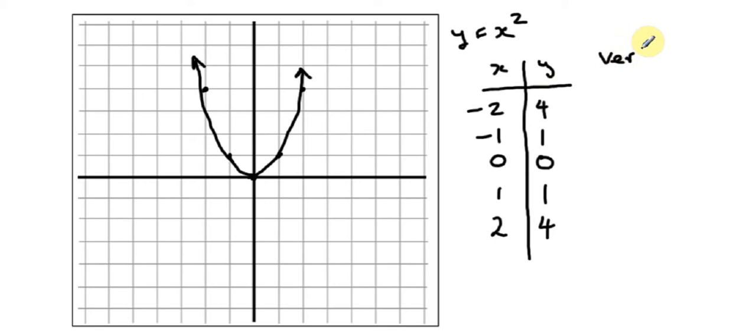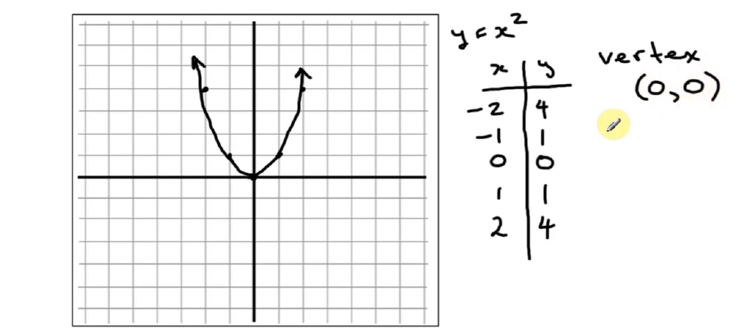If we had to identify the vertex, we can see, aha, there it is at 0, 0. Okay, let's see if I can clean that up. It didn't look very neat there. It got smudged on me. Try that again. Vertex is at 0, 0.